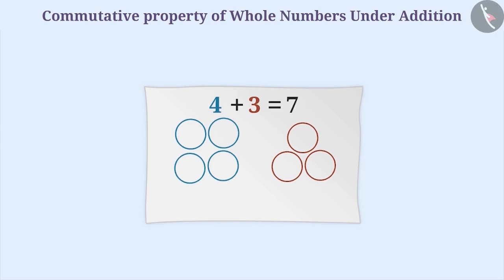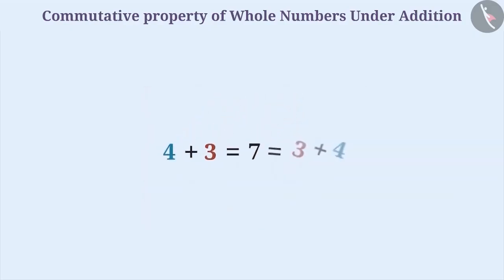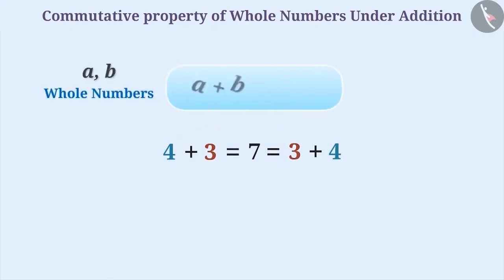Thus, the commutative property of addition tells us that there will be no change in the final number even if we change the order of the numbers, which means a plus b is equal to b plus a. So whenever you wish to find the sum of two whole numbers, you can add them in any order. You will get the same result even on changing the order of the numbers.